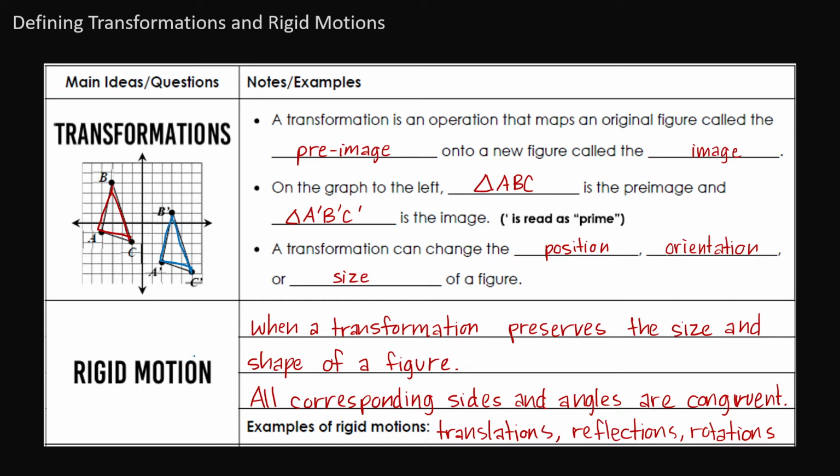Going even more specific, so first of all, a transformation can change the position, orientation, or size of a figure. And if we move even more specific, we can talk about rigid motions. Rigid motions are when a transformation preserves the size and shape of a figure, which means all corresponding sides and angles are congruent to each other. Rigid motions produce congruent figures. Some examples of rigid motions are translations, which we're getting into today, reflections, and rotations.